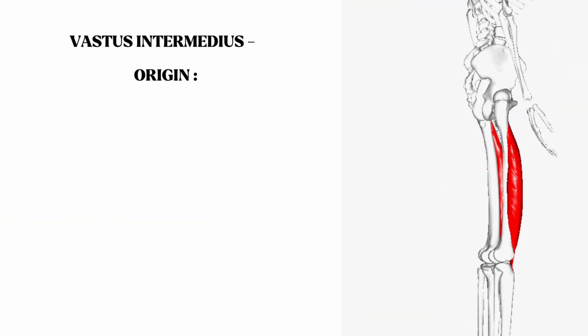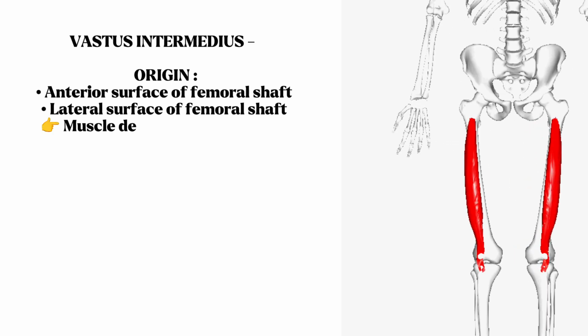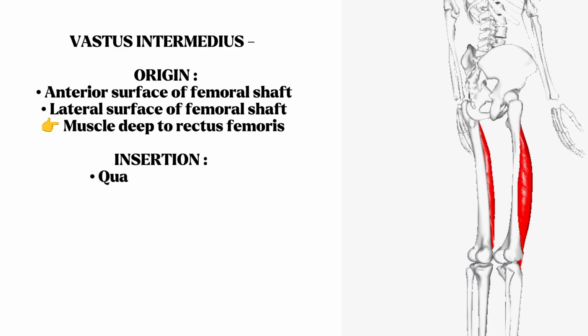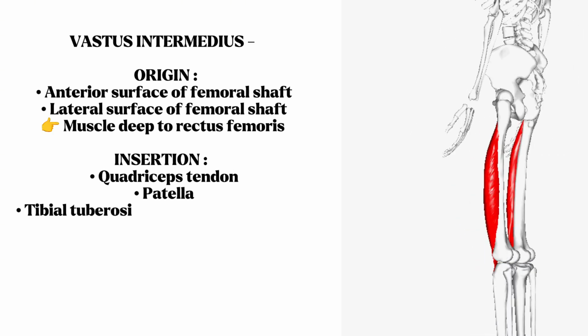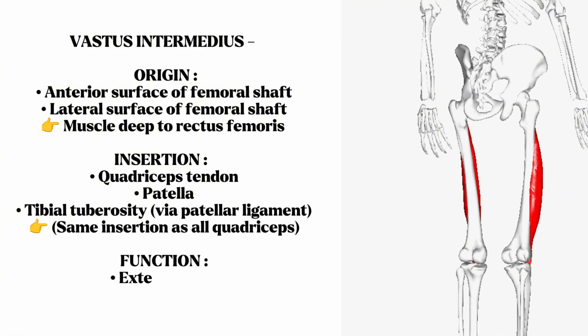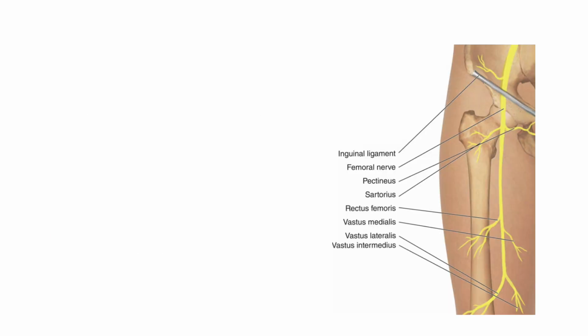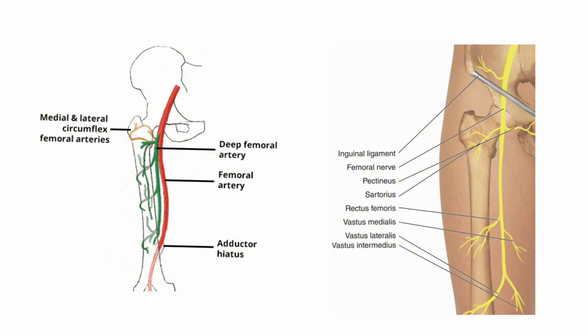Now we have vastus intermedius muscle. So this muscle is deep to rectus femoris, originates from anterior and lateral surface of femur, and it inserts on tibial tuberosity, same insertion as all quadriceps. Function is again same, extend the leg at the knee joint. Quadricep muscles are innervated by femoral nerve and blood is supplied by femoral artery.